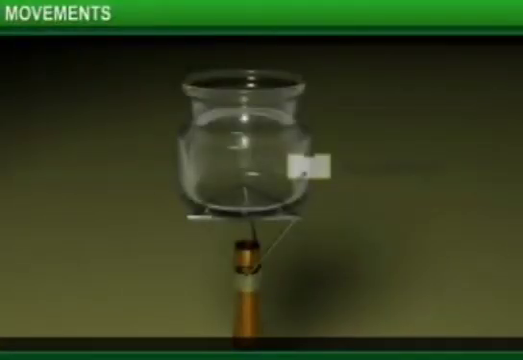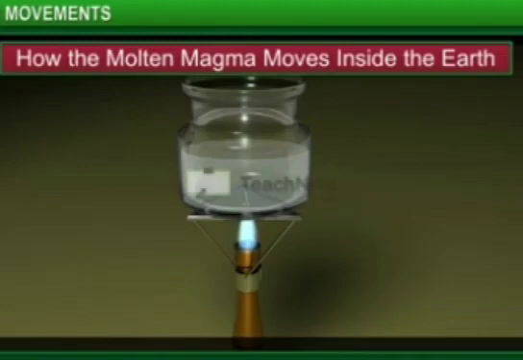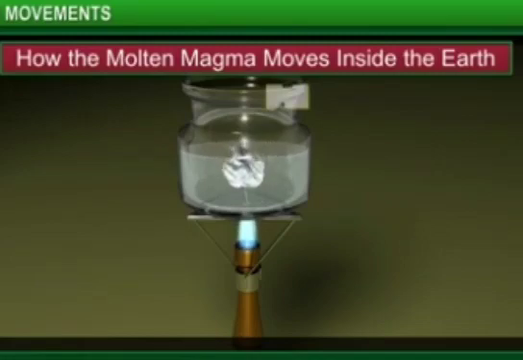Here is an activity to illustrate how molten magma moves inside the Earth. Fill half a beaker of water and put the beaker on a tripod burner. As the water starts boiling, put a crumpled paper in it. As you can see, for some time, the paper floats upwards along the warm upper layer of the water. However, after a while, the crumpled piece of paper starts sinking with the cooler part of the water.